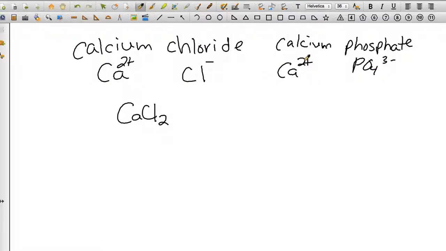So calcium's going to give away 2. Phosphate can take 3. So the closest way these guys can combine is by the use of 6 electrons.